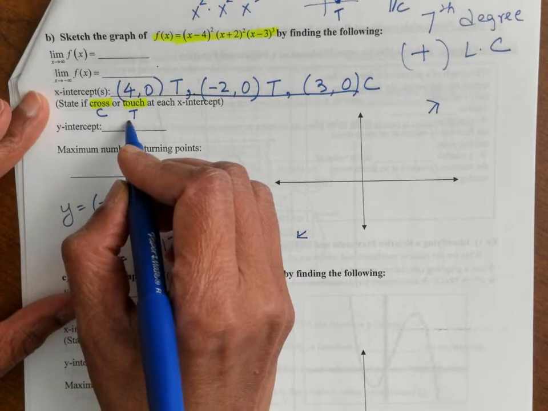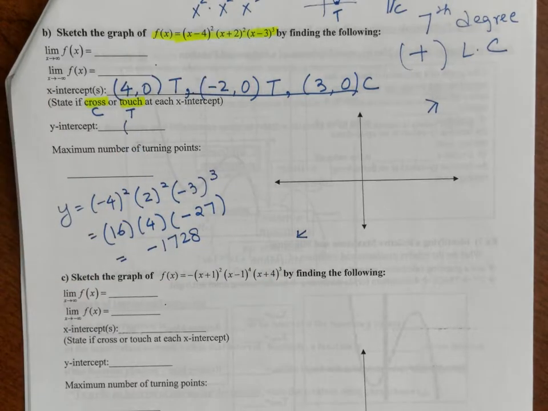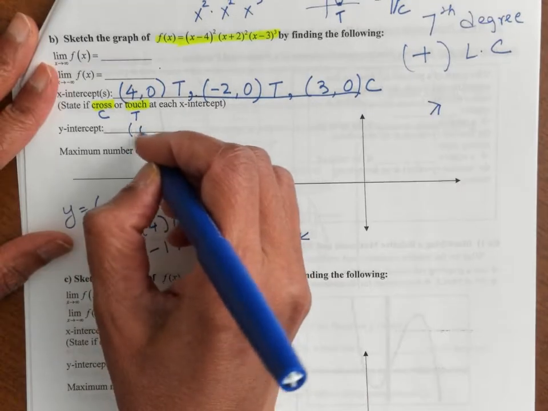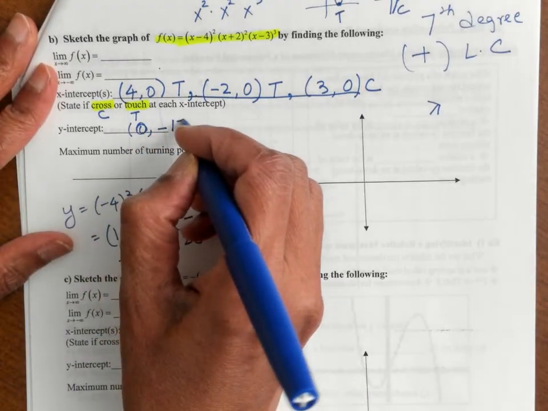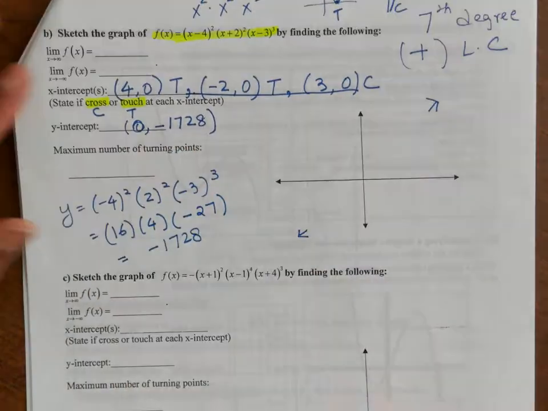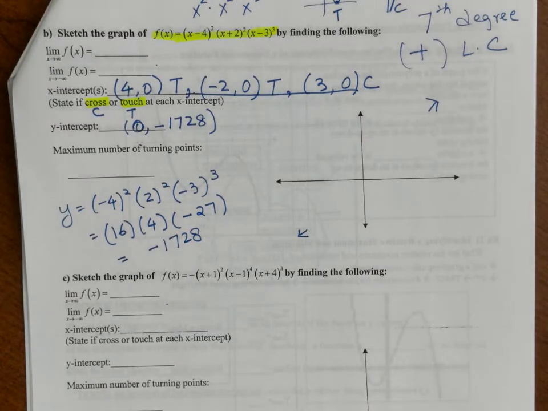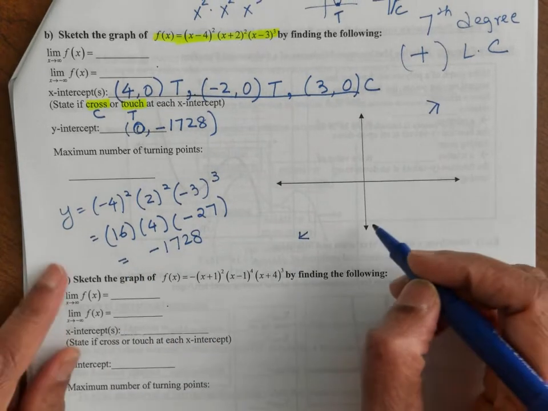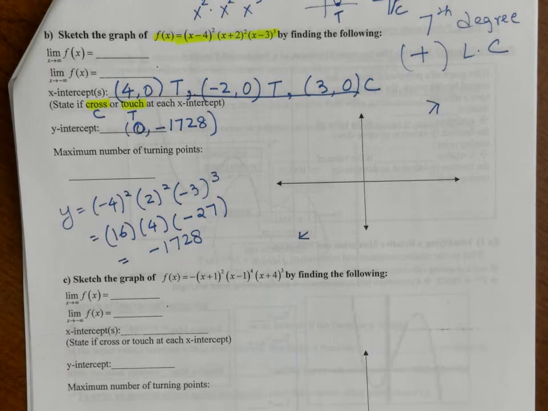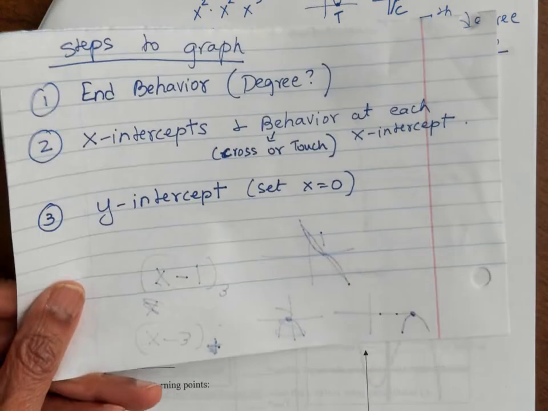So my y-intercept, I'm going to go ahead and write it. Remember, one more thing, every time you write the y-intercept, it should be written as a coordinate. So it's 0, negative 1728. If you don't put the 0, I am taking half points off because you're not telling me that it's a coordinate. You're just giving me some number. So it has to be in the right format. Alright, now I'm ready. I've done all 3 steps. This is enough for me to be able to graph.